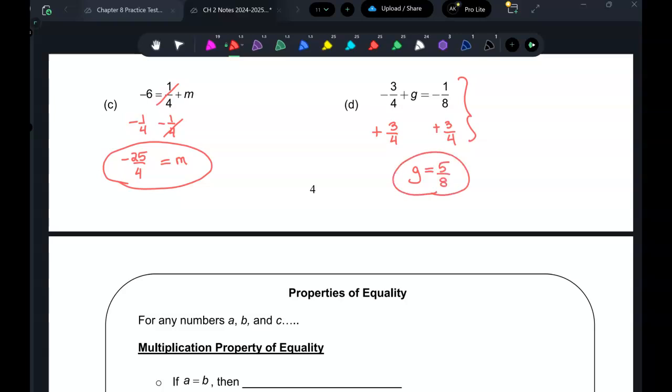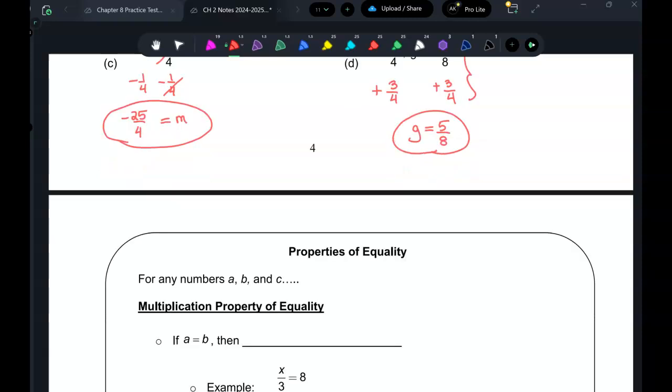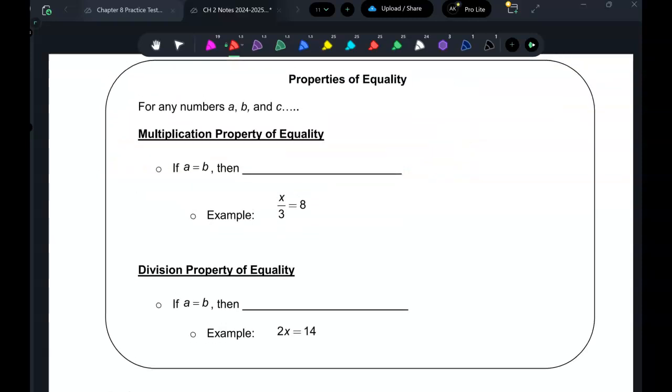Okay, so those are with adding and subtracting. Next, we want to look at what happens when you multiply and divide. So, multiplication property of equality. If we take both sides of the equation and we multiply by the same thing, they remain equal. Sorry, I meant multiply. So A times C equals B times C.